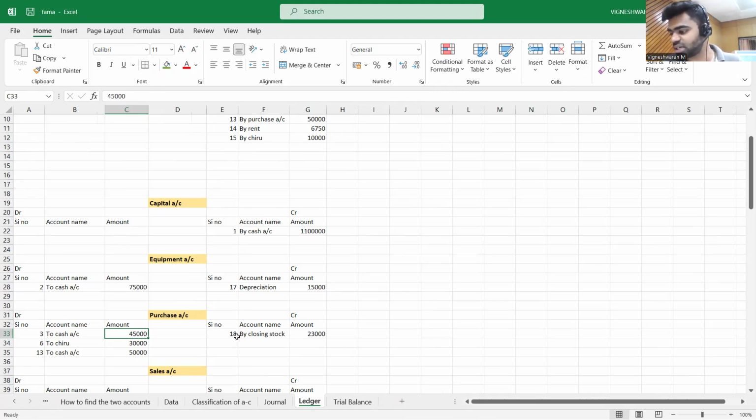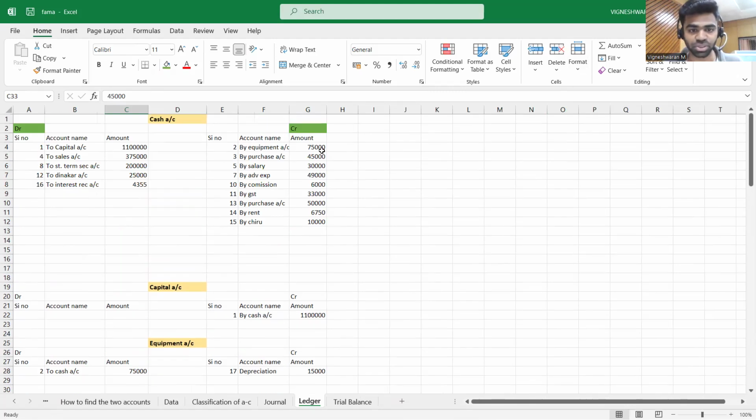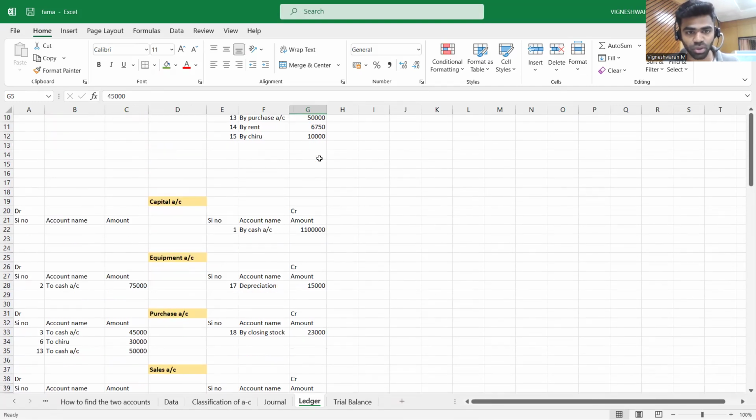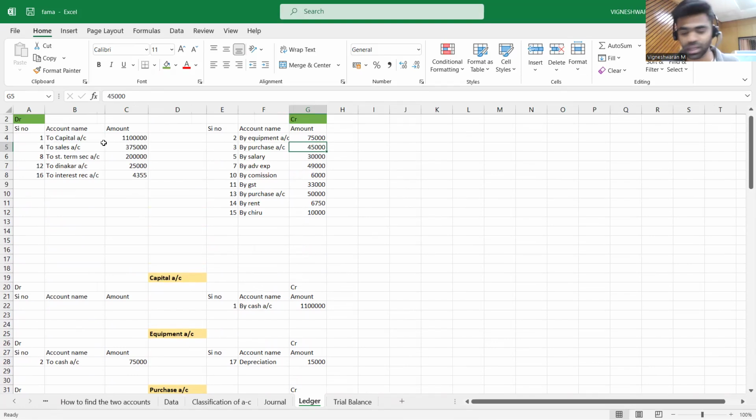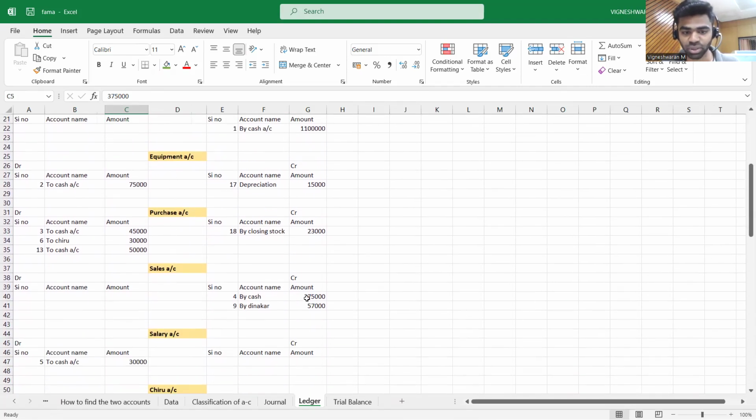In cash, in credit side, I will put 45,000. Then fourth one, cash account, debtor, sales account. So in cash, in debit side, I will put 3,75,000. Then in sales account, in credit side, I will put 3,75,000.